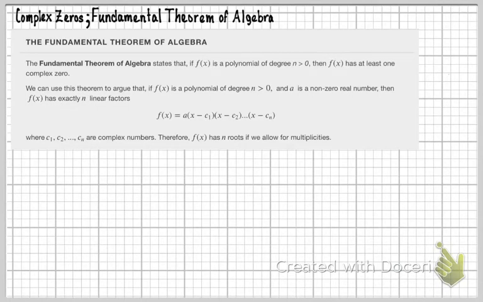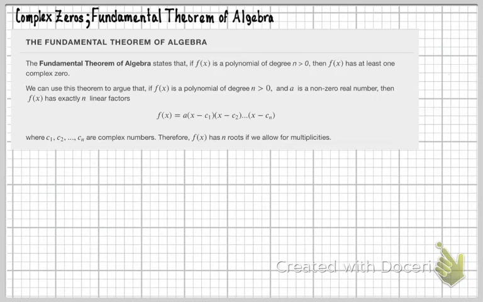Fundamental theorem of algebra. The fundamental theorem of algebra states that if f(x) is a polynomial of degree n greater than 0, then f(x) has at least one complex zero. We can use this theorem to argue that if f(x) is a polynomial of degree n greater than 0 and a is a non-zero real number, then f(x) has exactly n linear factors.